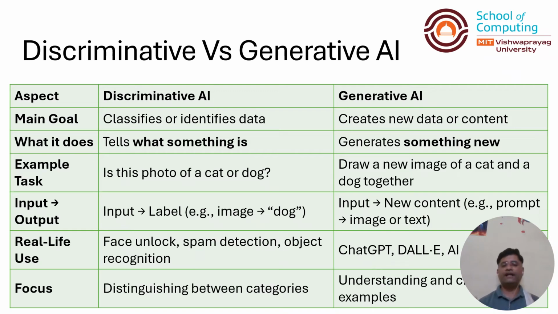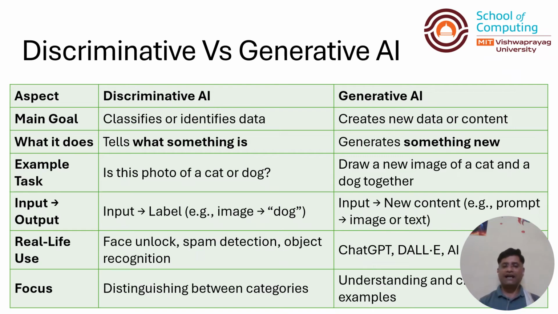Whereas in generative AI, if we provide input, it will create new content. That input is called a prompt. The real life use is, say for example, in the previous slide we have learned fingerprint for unlocking your mobile. It is discriminative AI. YouTube suggesting new videos to you. It is discriminative AI. The Google Lens which helps us to identify what that particular image contains.